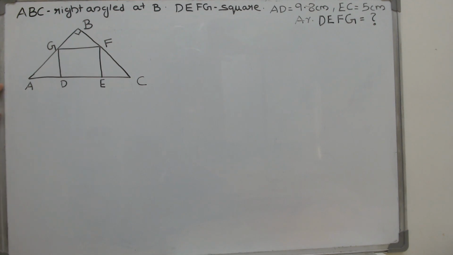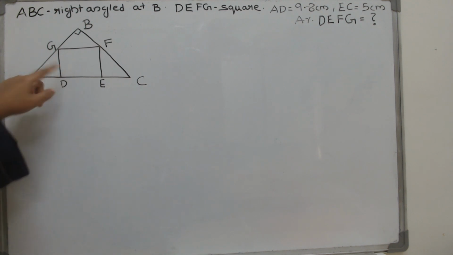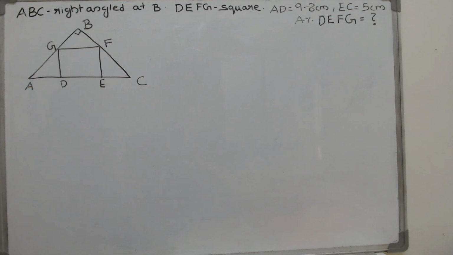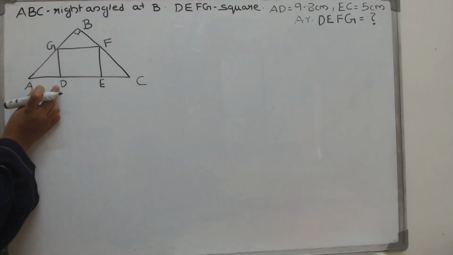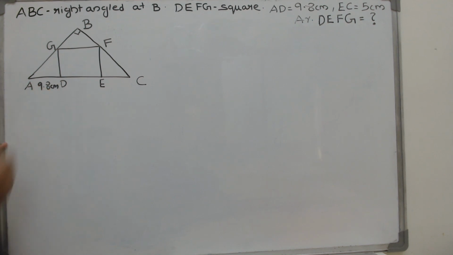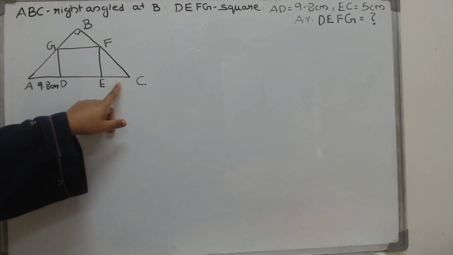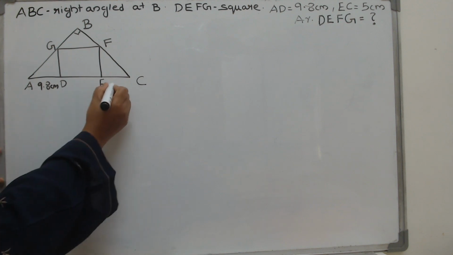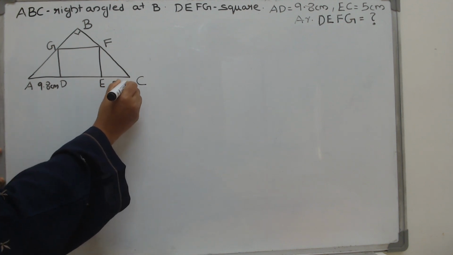Here we have a triangle ABC right angled at B. We have a square DEFG. We do not know the measurement of the sides of the triangle or the square. But what we do know is the measurement of this line segment AB, which is 9.8 centimeters, and the length of this line segment EC, which is 5 centimeters.